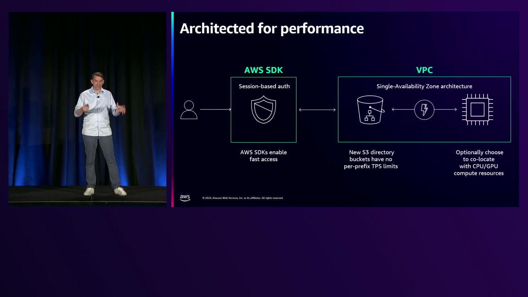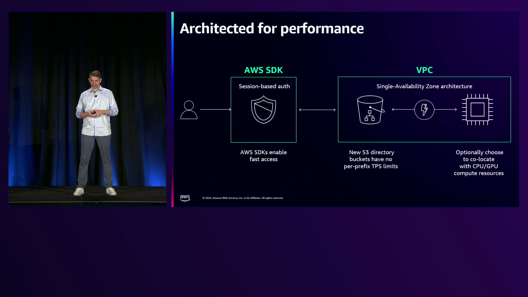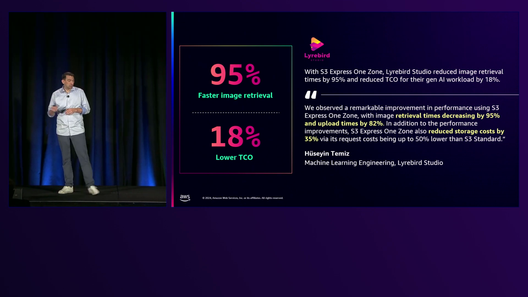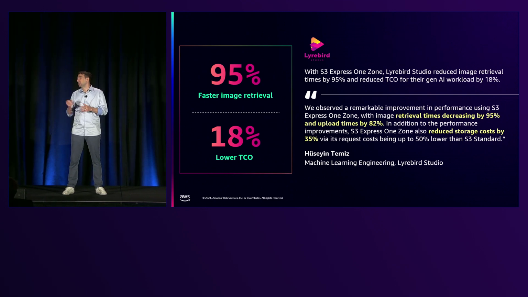And so all those things together give you the performance improvements I mentioned before. As I mentioned, Amazon S3 Express One Zone is quite popular, so we have a lot of customers who use it. One example is behind me. Lyrebird is a customer, Lyrebird Studio specifically, and they develop mobile apps.